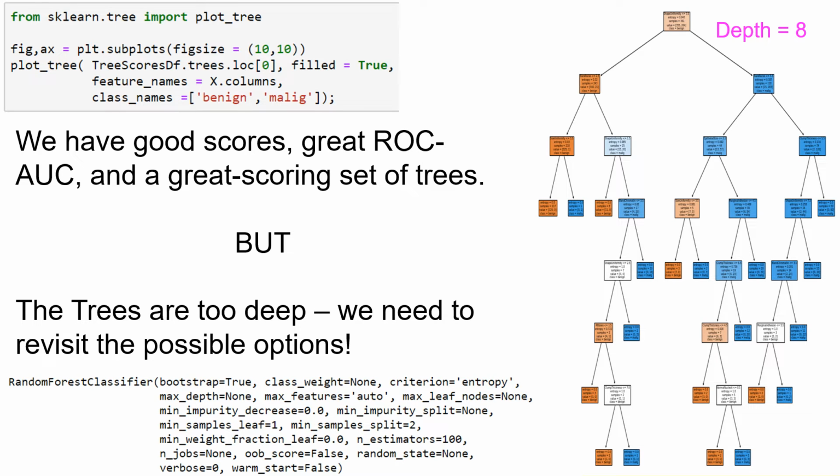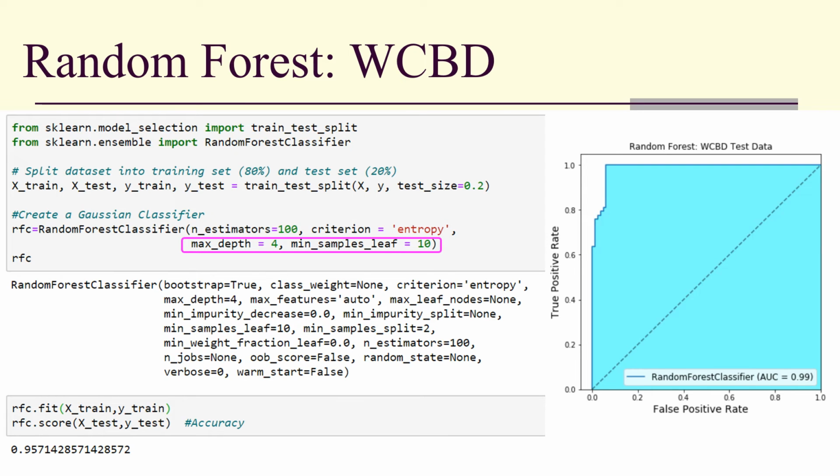So here are all these options. Notice one of the options is depth, and another one is the minimum samples in each leaf. In this case it is 1. So we're going to rerun our random forest with a maximum depth of 4 and at least 10 observations in each leaf. So once again, we get a pretty good receiver operating characteristic.